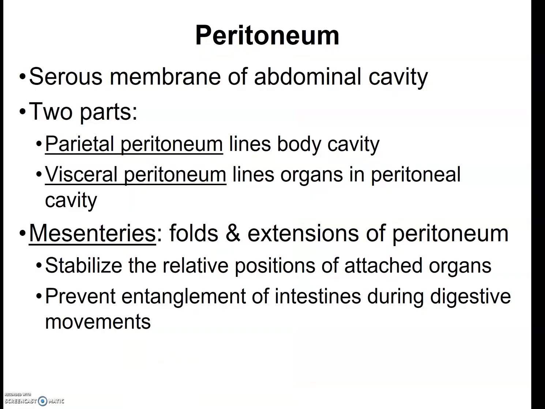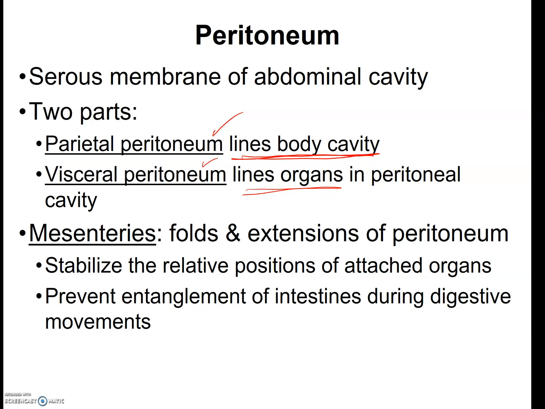So how is the digestive tract attached to the abdominal cavity? Well, there are two parts of the peritoneum that hold the digestive tract in place. We have the parietal peritoneum. This lines the body cavity. All right, so parietal always has to do with the body cavity. And then we have the visceral peritoneum that lines the organs in the peritoneal cavity. So you kind of have an outer layer, which would be lining the whole cavity, and then the lining that wraps around the individual organ itself.